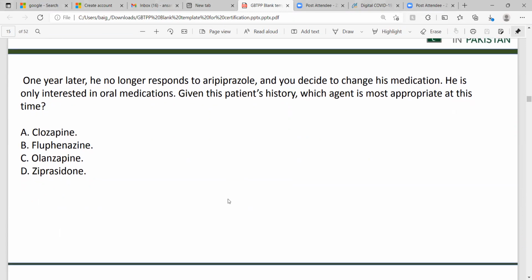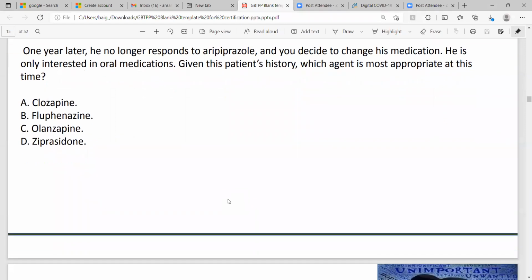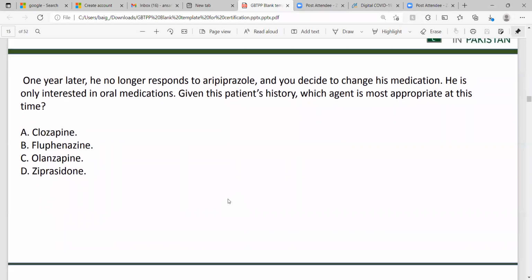Okay, case number 4: one year later, he no longer responds to aripiprazole and you decide to change his medication. He's only interested in oral medication. Given this patient history, which is the most appropriate this time? We have options for clozapine, fluphenazine, olanzapine, and ziprasidone. And the best option in this case is ziprasidone, because based on the history, he had acute dystonia. So ziprasidone has the lowest risk for causing those symptoms.